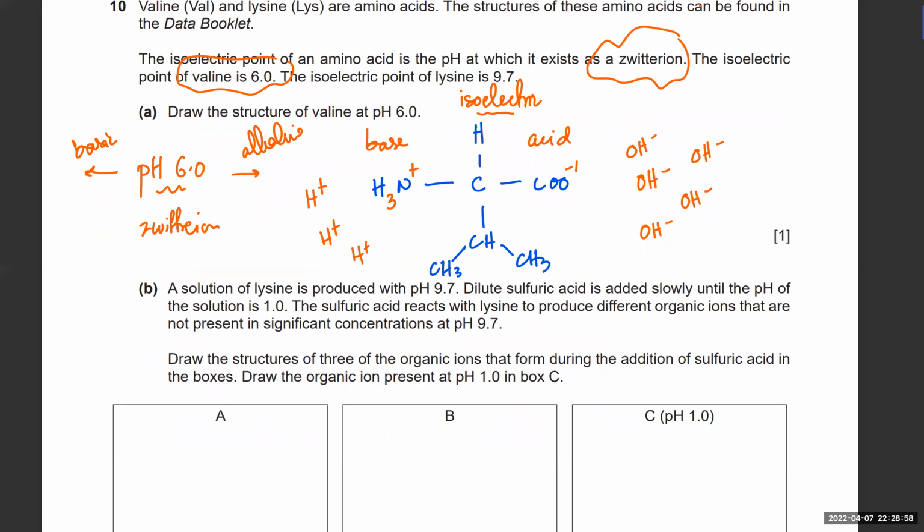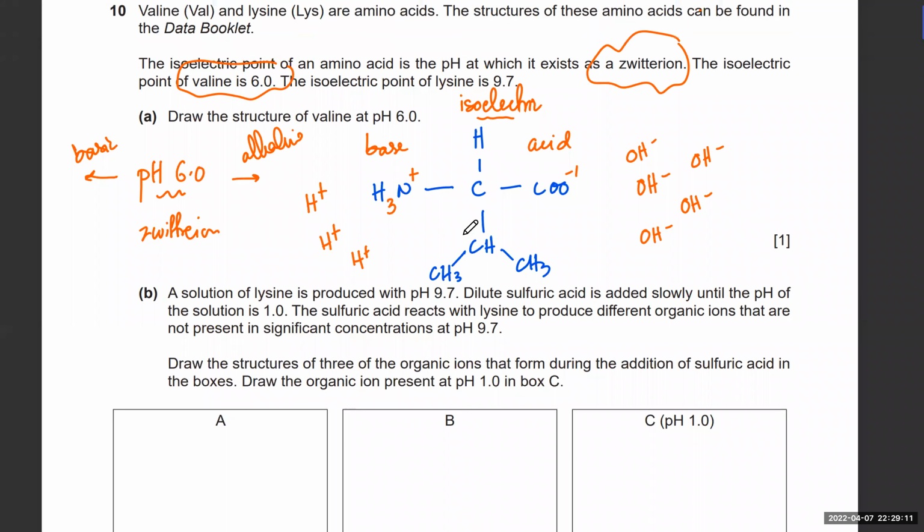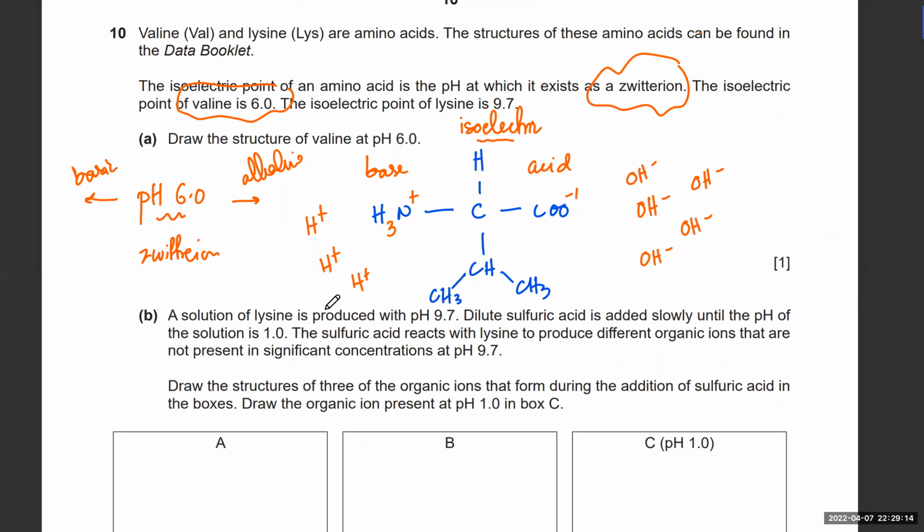So, for example, I've got valine over here. He's saying it's 6, and now he's saying draw the structures. Wait a second. A solution of lysine is produced with pH 9.7. To a solution of lysine, dilute sulfuric acid is added slowly until the pH of the solution is 1. The sulfuric acid reacts with lysine. Sorry, the first part was draw the structure of valine at 6. That would have been a zwitterion at exactly 6. It's this one.